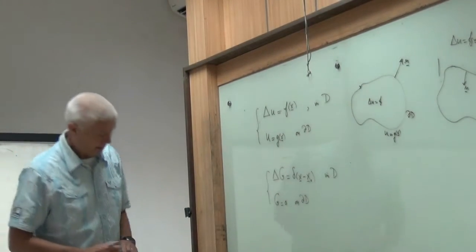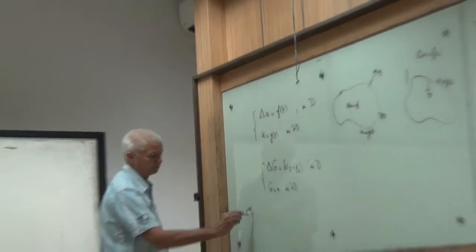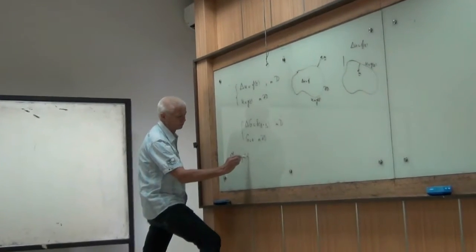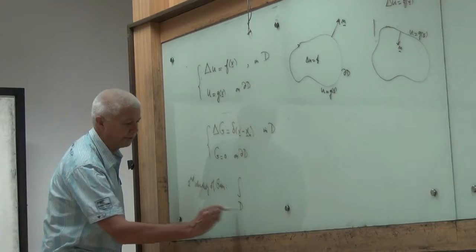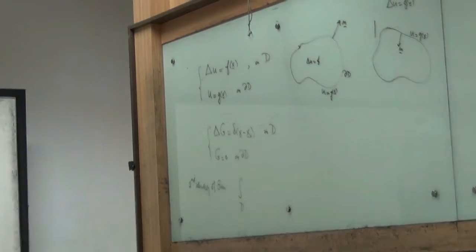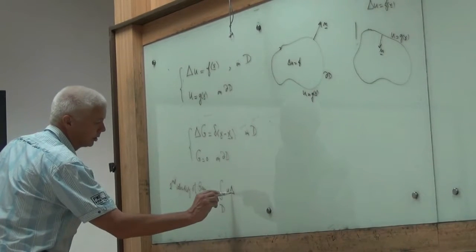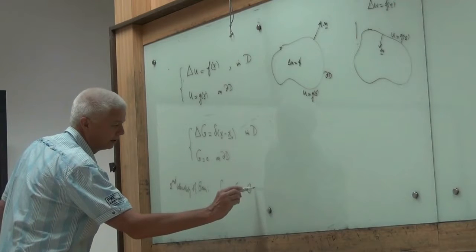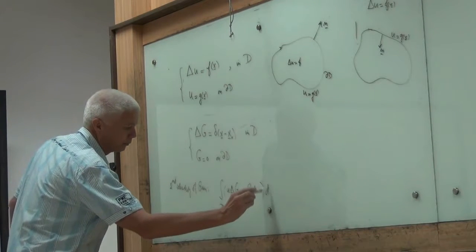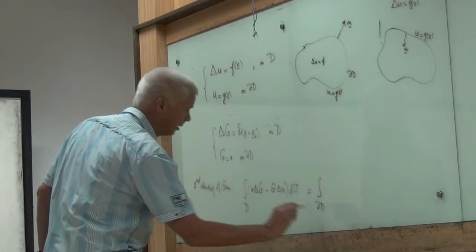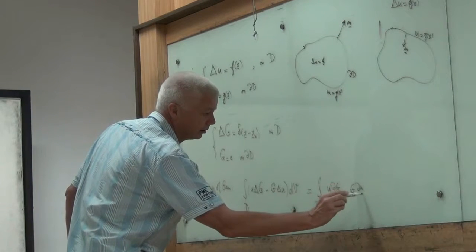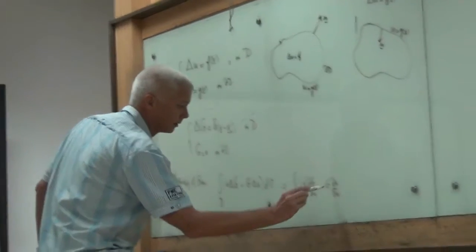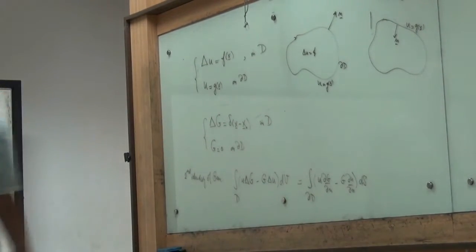Then we have the second identity of Green, which states that the integral over my domain D of u Laplace v minus v Laplace u, which becomes u Laplace g minus g Laplace u over my domain, is equal to the integral over the boundary of u dg/dn minus g du/dn. That is the second identity.